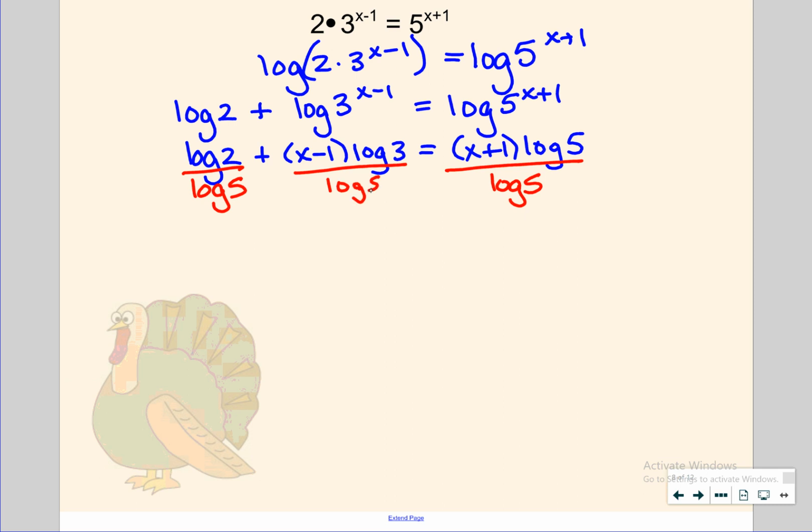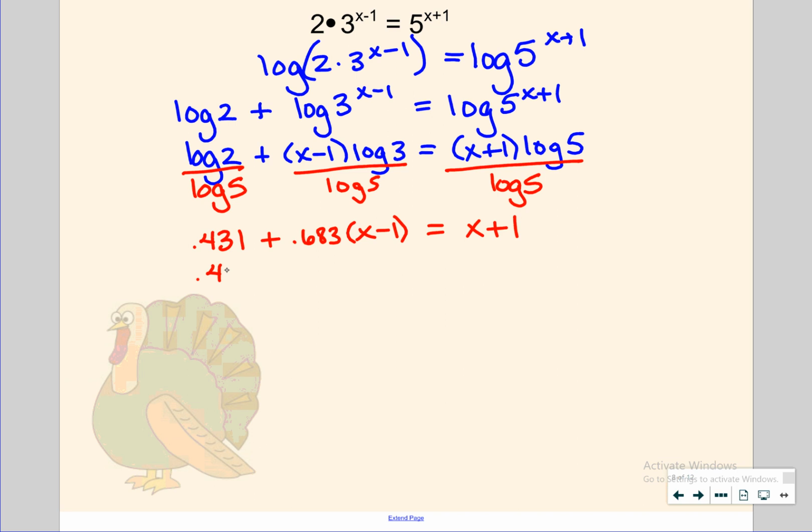I have to do that same thing. So I've got a couple of things to type in my calculator. Log 2 over log 5 gives me, I'm going to give it 3 decimal places, 0.431. Then I have x minus 1 that's going to get multiplied by whatever log 3 over log 5 is, 0.683. And then on the other side, my log 5s are just canceling, leaving me with x plus 1. So that makes it a little prettier once I divide by one of those logs.